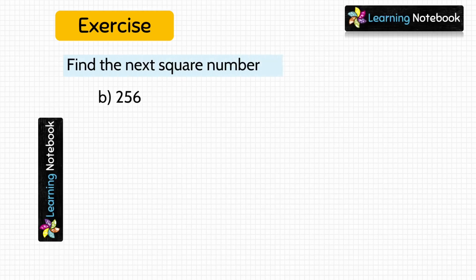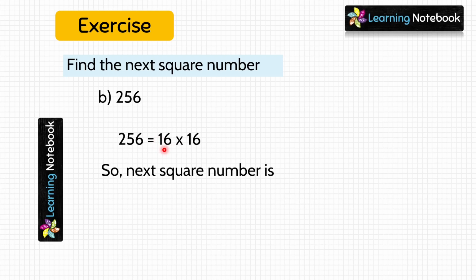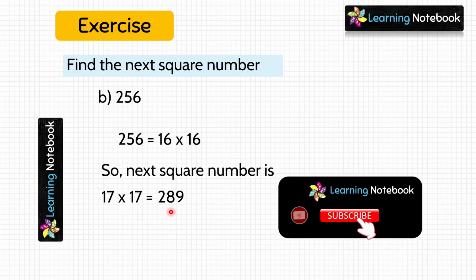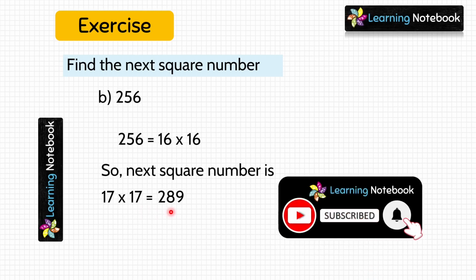Now next we have to find the next square number after 256. Now we know 256 is the square of 16. That is, 256 equals 16 into 16. So the next square number will be 17 into 17, which is equal to 289. So this is our answer. Next square number is 289.